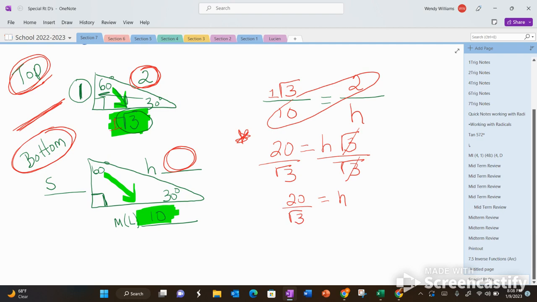Now, that's an answer, but it's not in simple radical form. And we don't want to leave the radical in the bottom. So in order to get rid of the radical in the bottom, we multiply by a special number 1. And that special number 1 is simply square root of 3 over the square root of 3. Square root of 3 divided by the square root of 3 is 1. And then we multiply across. 20 times square root of 3 is 20 square roots of 3. And square root of 3 times the square root of 3, for every 2 that's under the radical, you take out 1.